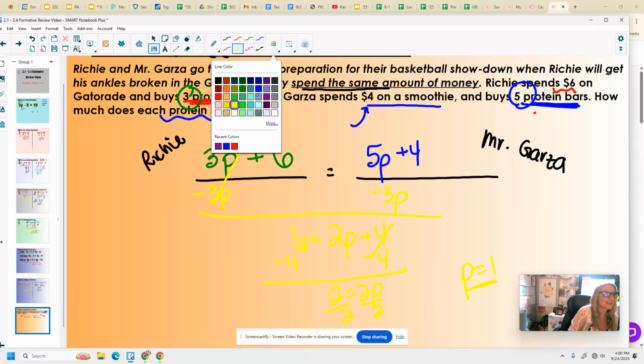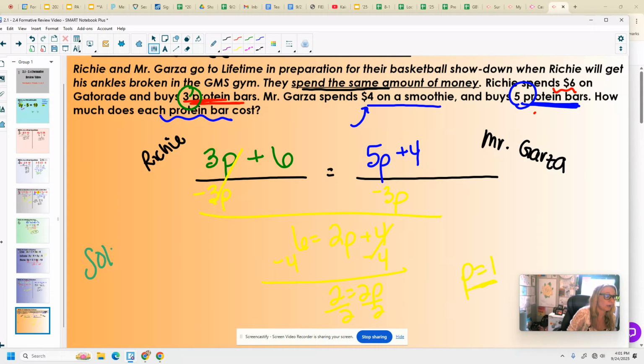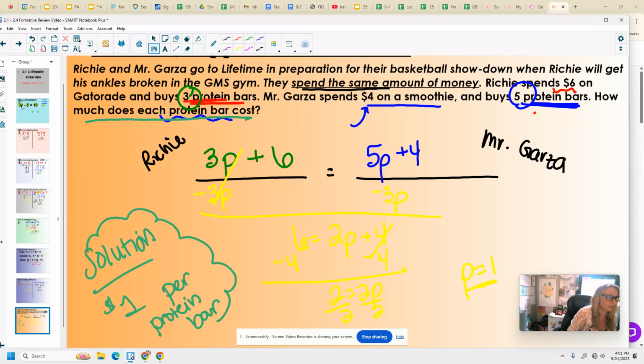However, you're not going to make Miss Levan cry and leave it just like that. We are going to put our answer back in context. I know that my answer is 1, but look back at what the question's asking you. It says, how much does each protein bar cost? Okay, that's $1 per protein bar. And that is a good deal, my friends. I will tell you that. As someone who loves eating protein bars, that is a good deal.